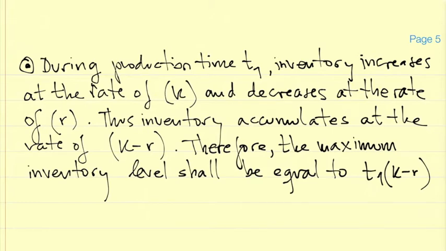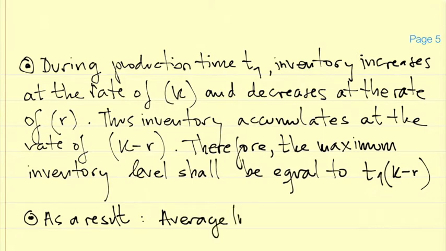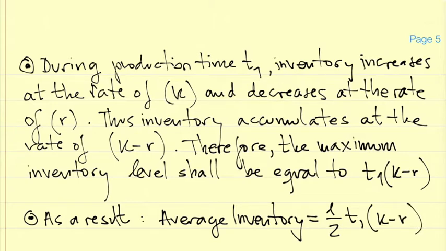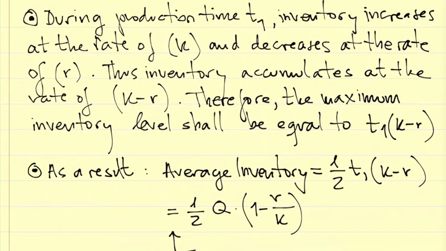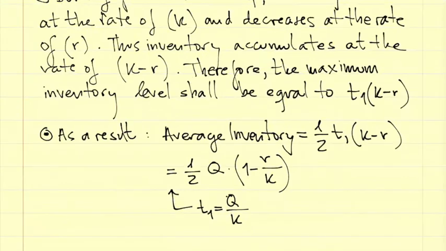So as a result, the average inventory equals 1 divided by 2 times T1 times K minus R, and this equals 1 divided by 2 Q times 1 minus R divided by K, because we know from before that T1 is Q divided by K. Okay, so this is the average inventory.